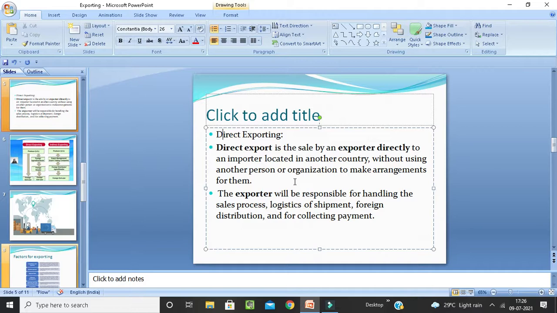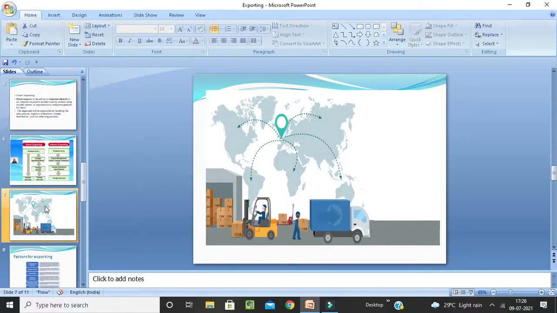The exporter will be responsible for handling the sales process, logistics of shipment, foreign distribution, and for collecting payments. Not only that, for the sake of packaging, labeling, expiry date, loss or damage or broken or errors of the product, everything will be taking place. The price, product, place, delivery time, delivery schedule, target customers, all these things will be there.